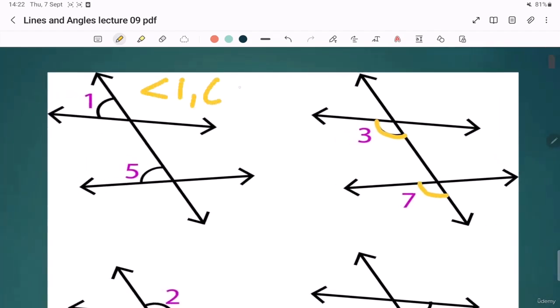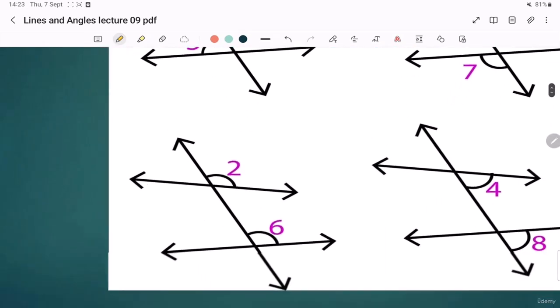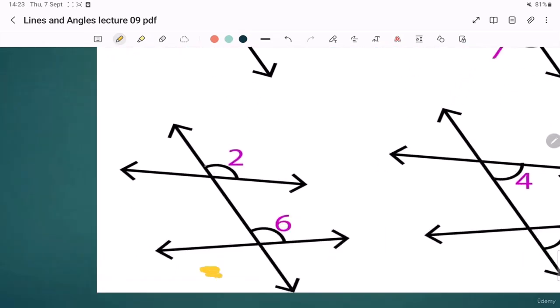Angle 1 and angle 5 is one corresponding angle pair. Angle 3 and angle 7 is another corresponding angle pair. Now see in this figure, this is angle 2, its vertex is this. This is angle 6, its vertex is this. Both these angles have different vertices. The first condition is fulfilled. Both of these angles are to the right of the transversal.